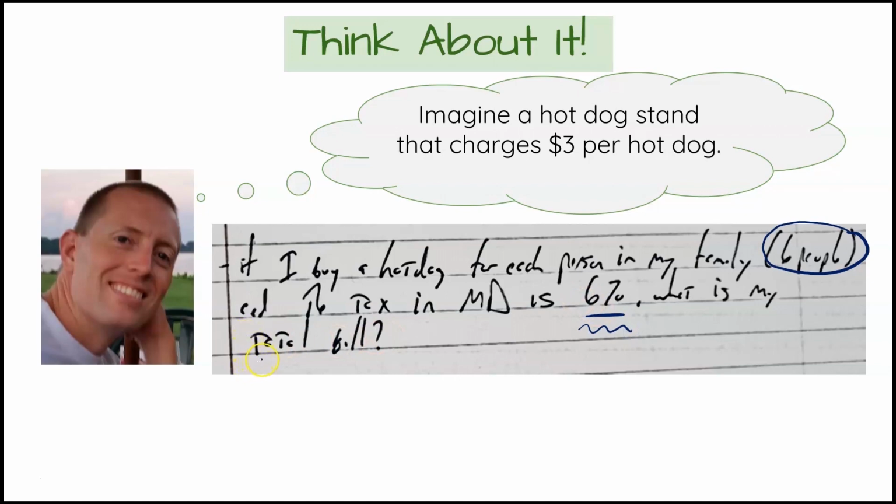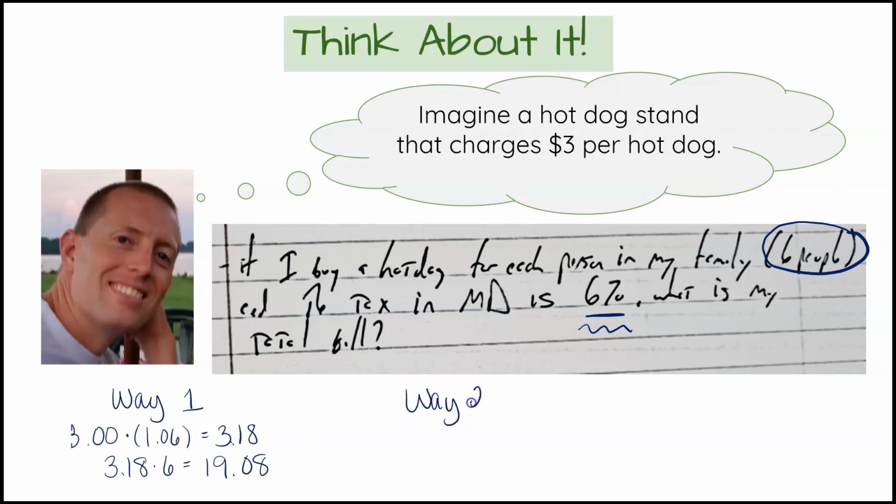So how did you calculate that total bill? So there's 2 ways to do it. The first way would be to calculate the total price of a hot dog. So you can take $3 and multiply that by 1.06, get $3.18 per hot dog. And then you can multiply that by 6. And that will give you $19.08.